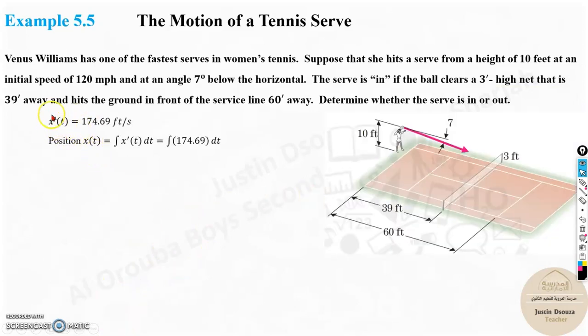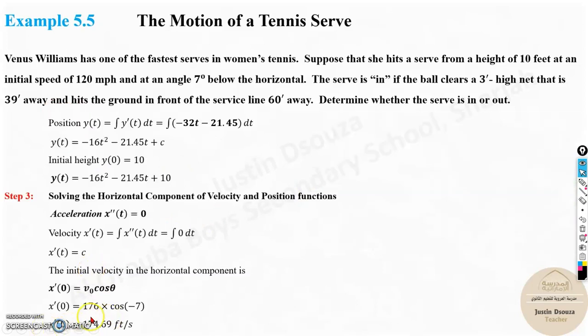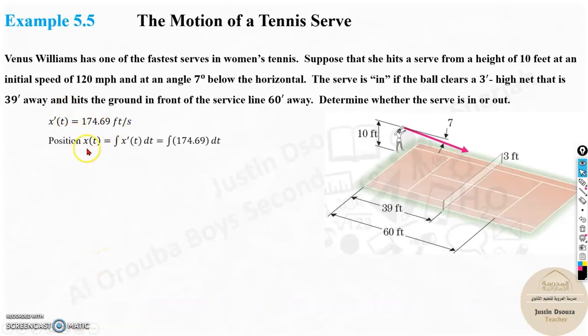Okay, now what next? That is already found, sorry. Over here, why is x dash of t equal to 174.69? Because this is just equal to c, right? So whatever is the constant of acceleration, the initial velocity component, that is it. That is the x dash of t as well. So next, position by integrating the above. When you integrate this 174.69, you will have to multiply by t. Now over here, write the cases for the serve to be in. Okay, this much is over.